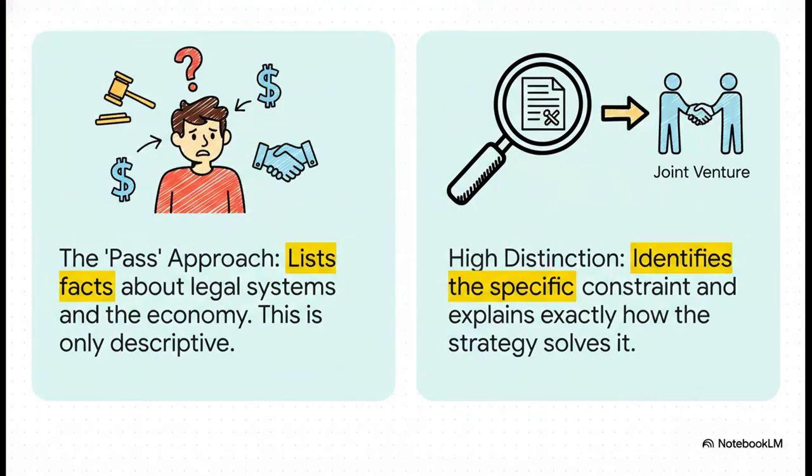So, on one side, you've got the pass approach. It's just listing facts. The legal systems are different. Vietnam is a poorer country. It's fine, it's descriptive, but it never answers the big question, so what? Now look at the other side, the high distinction approach. This isn't a list, it's a diagnosis. It zeroes in on administrative distance as the critical problem, the so-called liability of foreignness. And then, here's the key, it explains how the company's strategy, in this case a joint venture, was picked for the specific purpose of solving that one big problem.